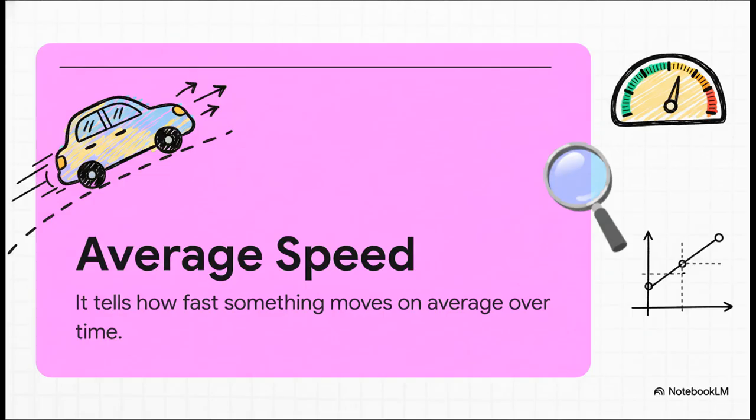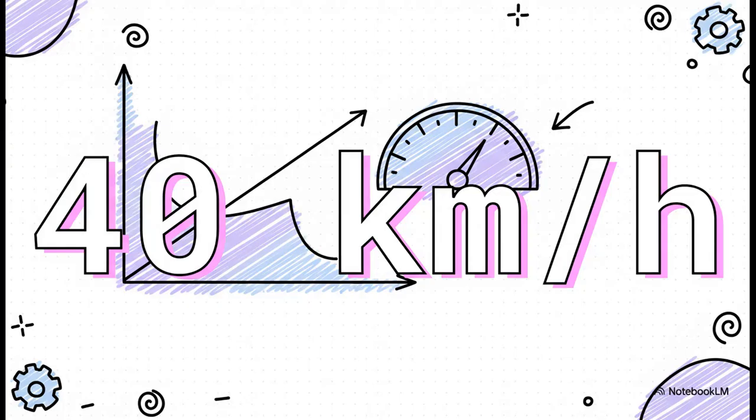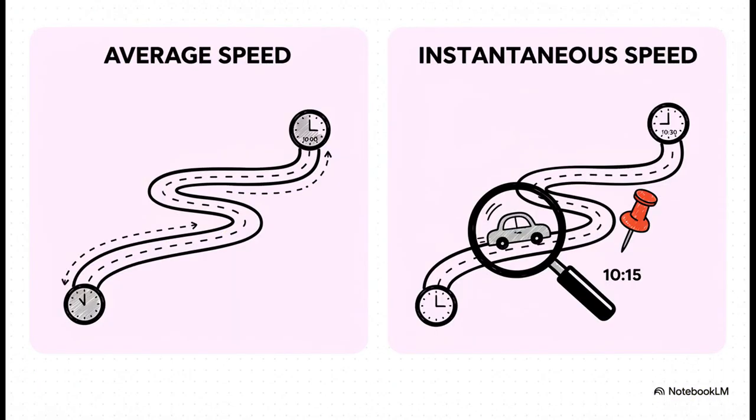This is the one we all learned back in school, right? It's the big picture view, just the total distance you went divided by the total time it took you to get there. Simple. For instance, let's say you drive 20 kilometers, and it takes you exactly half an hour. Well, your average speed is a nice, round 40 kilometers per hour. Pretty straightforward, yeah?